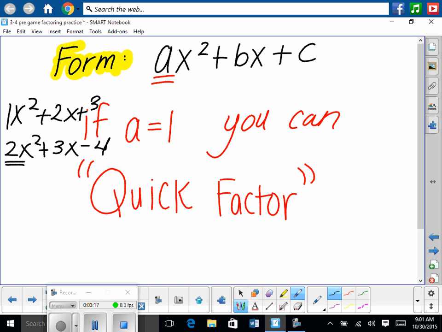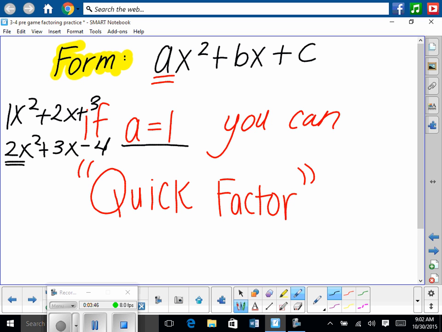It has to be a 1, and this is the interesting fact for you. It has to be positive 1. It can't be negative 1. So if a is equal to positive 1, it's the only time we can use it. So everybody, let's take a vow. Repeat after me. I, student, will not quick factor unless a is 1. I swear.